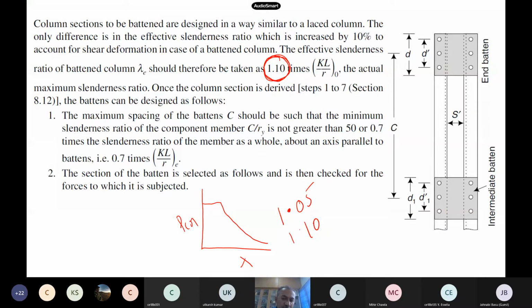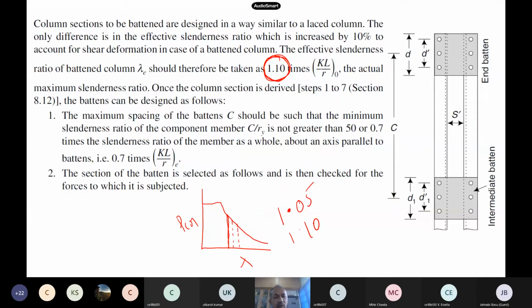So for an ordinary solid column, lacing will be 1.05 times. You are increasing the slenderness ratio, so it will be somewhere here. Now for battens, what is happening? It decreases. You automatically followed, right?